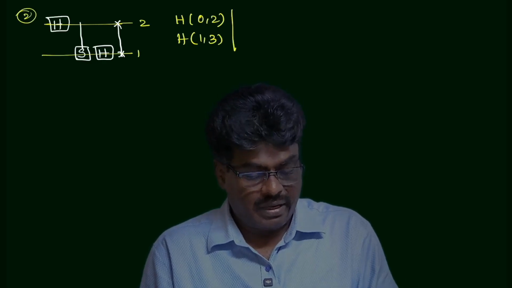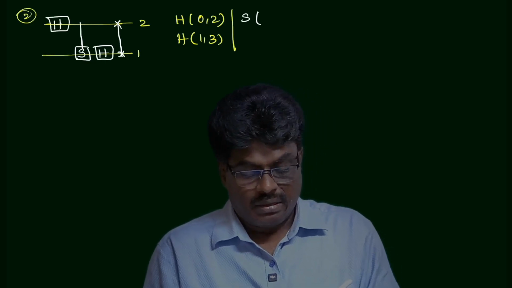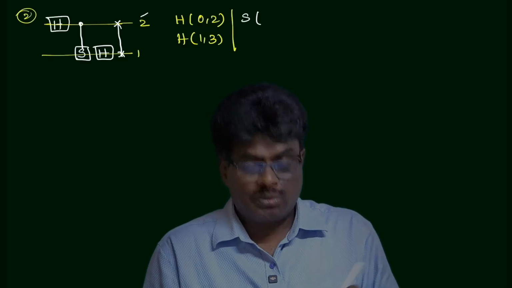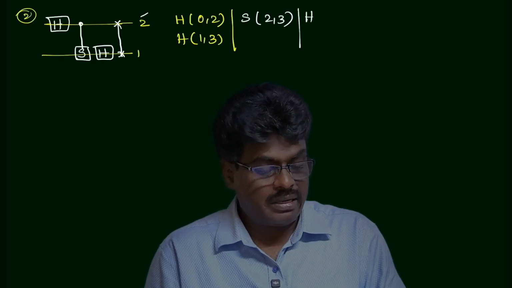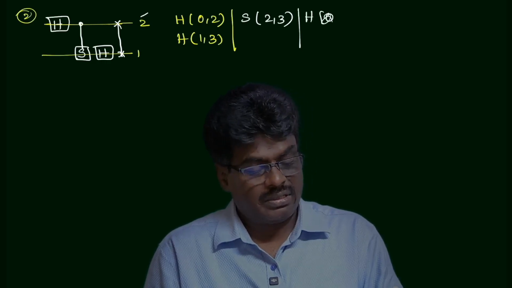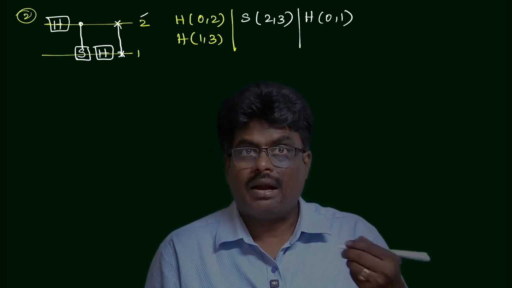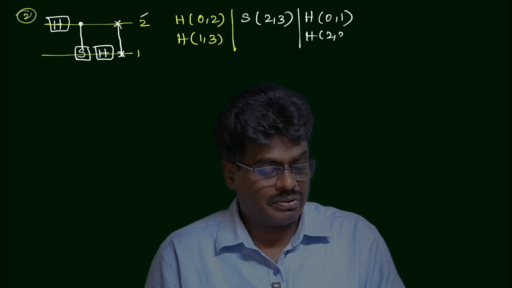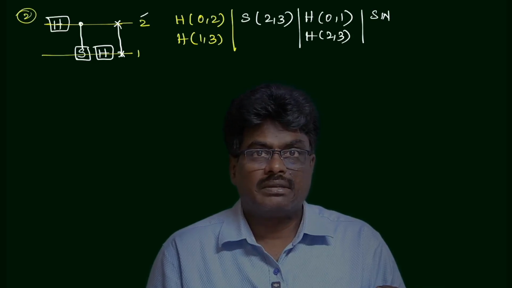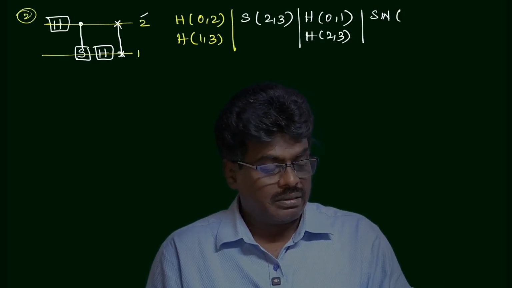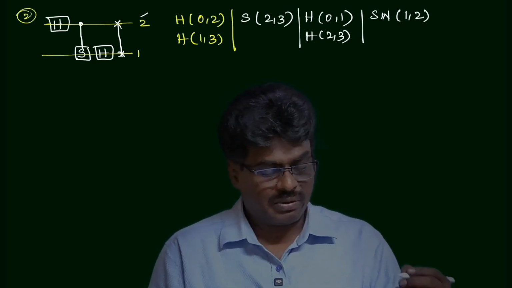Next here we have control S. You need not write CS, you can write S. So you are coming from 2 to 1, that's why 2 comma 3. Next again Hadamard, it is on the first state, that's why 0 comma 1. Add the remaining, that is H of 2 comma 3. And next swap, I am just taking the letters SW. This is a swapping between decimal states 1 and 2, right?